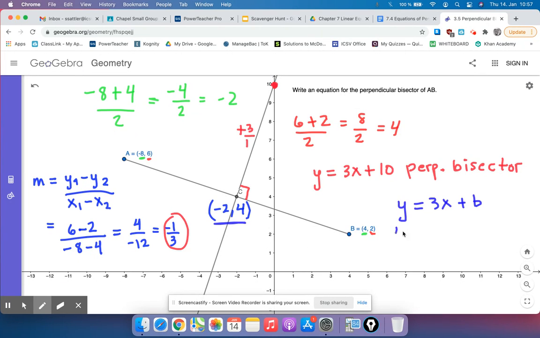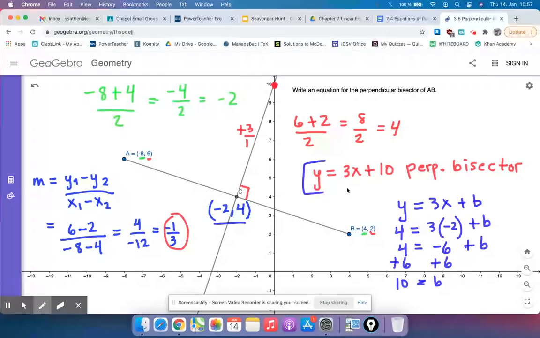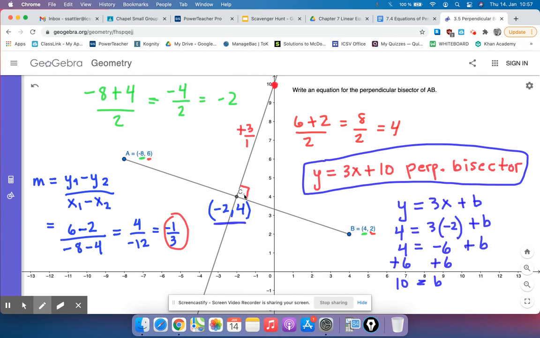So we plug in 4 for y and -2 for x. And we solve for b, and we should get 10. If we didn't, we did something wrong. So here's this -6, 3 times -2. Okay, and then we add 6 to both sides, plus 6, plus 6. And we get 10 equals b, which means the y-intercept is 10. So again, this is our final equation for the perpendicular bisector of segment AB.